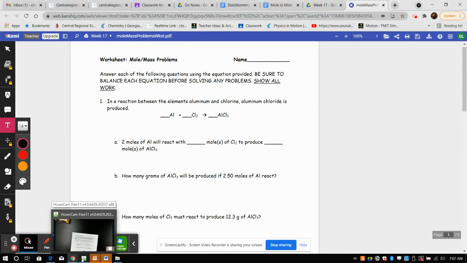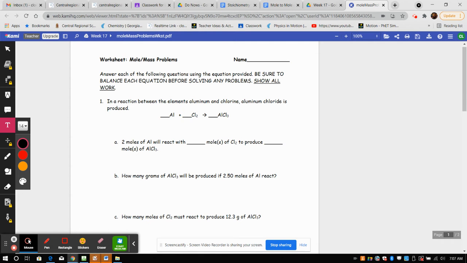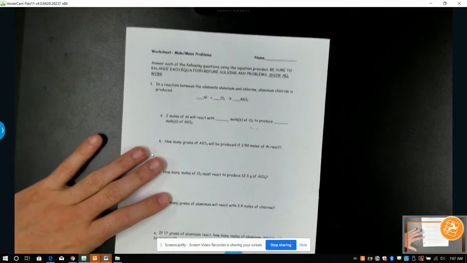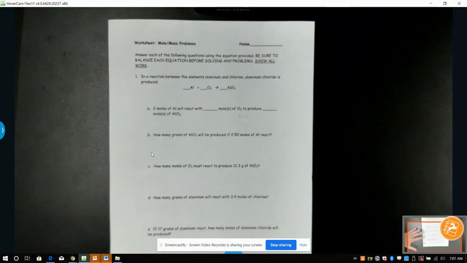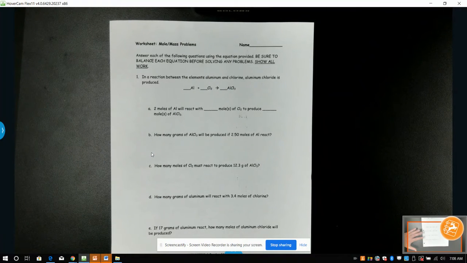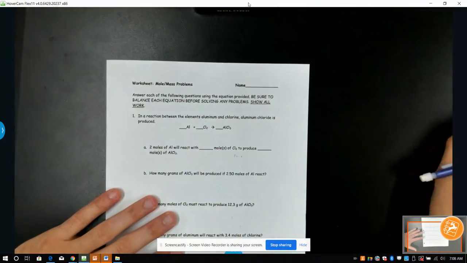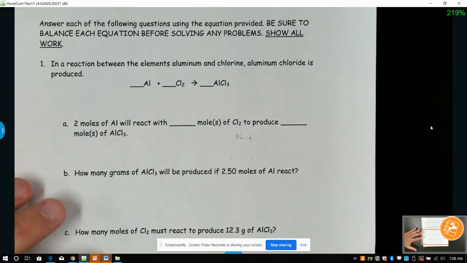We're going now to, instead of going from moles to moles, we're going to go from moles to mass. All right, so we're going to start here. Same thing, all stoichiometry problems, we need a balanced equation. So we need to balance this guy real quick. Zoom in a little bit.